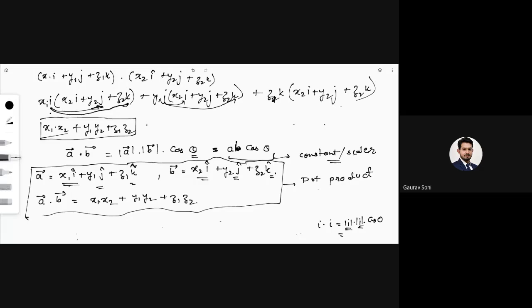So this is how we take the dot product of the two vectors. Any problem? No, sir. So don't remember this AB cos theta and this. What you have to remember is, when you have to take the dot product, what are you going to do? You are going to multiply the coefficient of i to the coefficient of i, coefficient of j to coefficient of j, coefficient of k to coefficient of k. That's it. Now the next type of product, that is second, is the cross product.